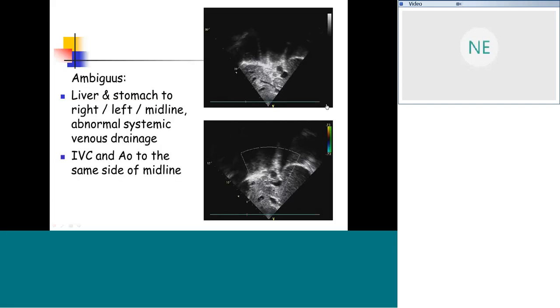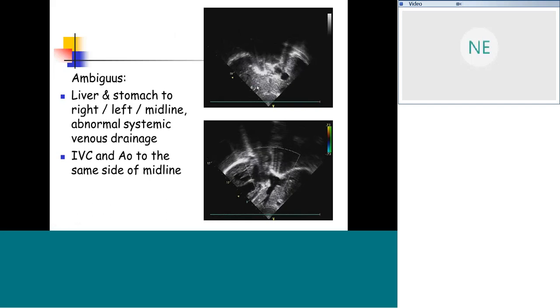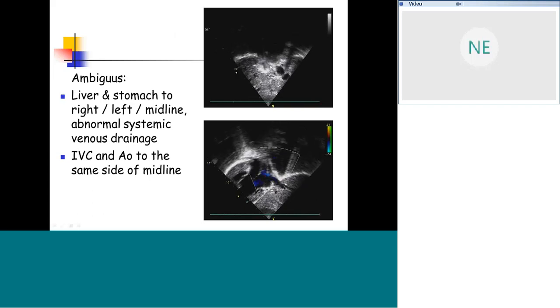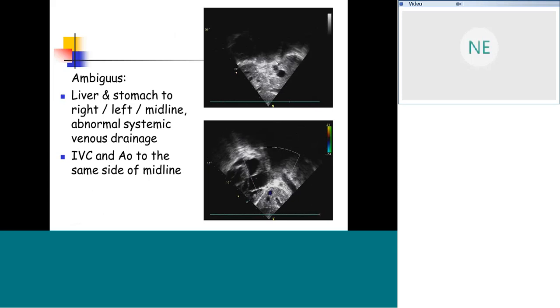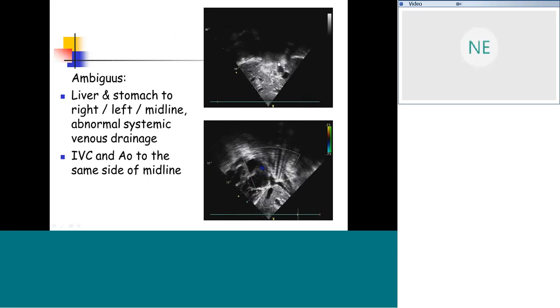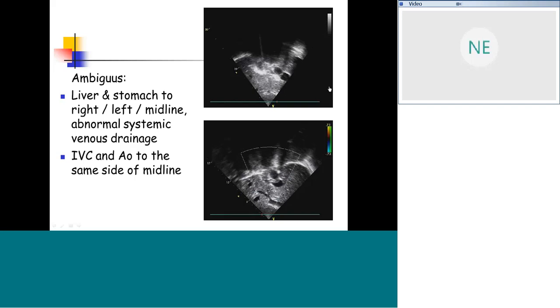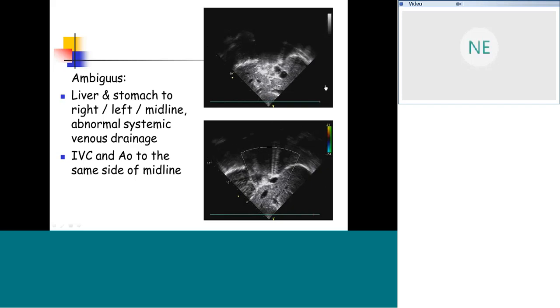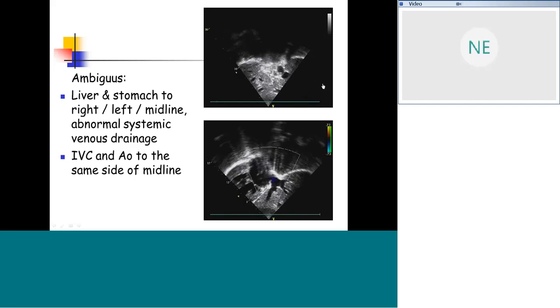Now, if the liver and the stomach are midline, or they are the other way, with IVC and aorta on the same side of midline, it is an ambiguous situs. Anytime the IVC and aorta are on the same side of midline, either right or left, it defines ambiguous situs.